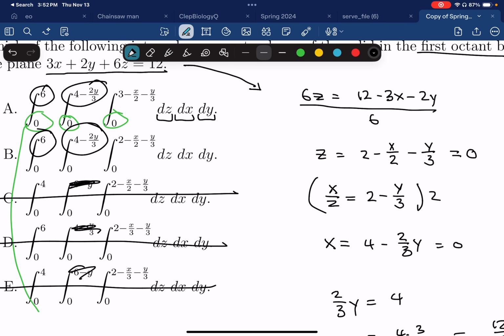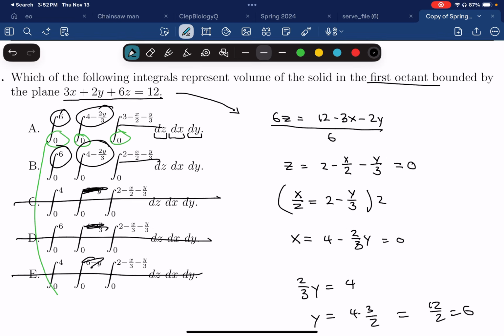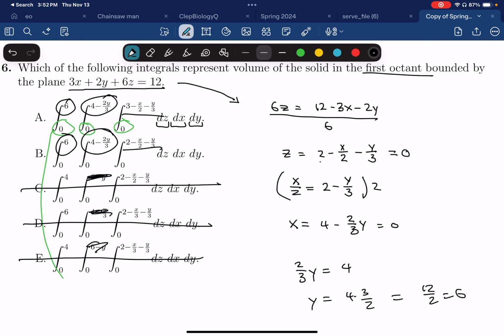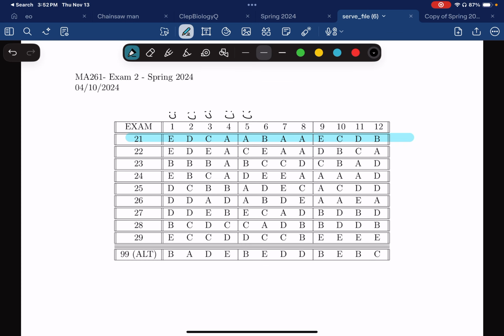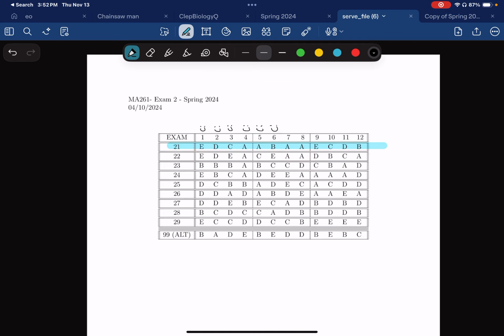So actually, we just need to go back and check our z. So we know that our z is 2 minus 1/2 x minus 1/3 y. This one has a 3. This one has a 2 that we want. So we know the answer choice for this one is B. And number 6 is B.